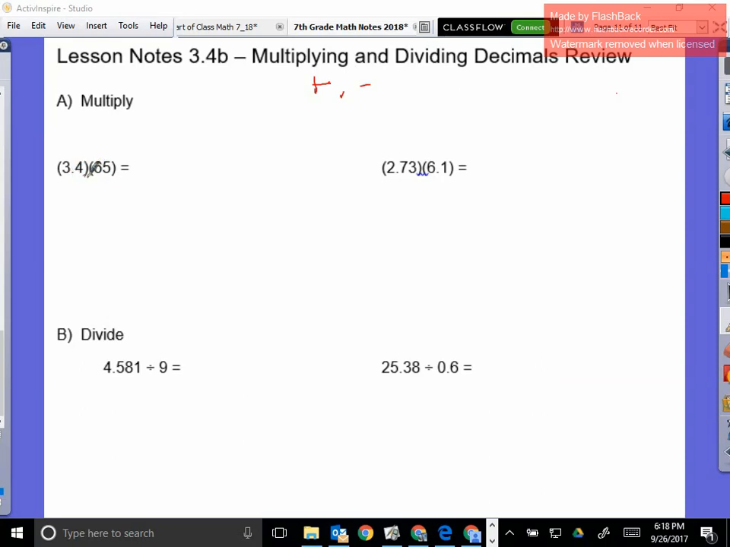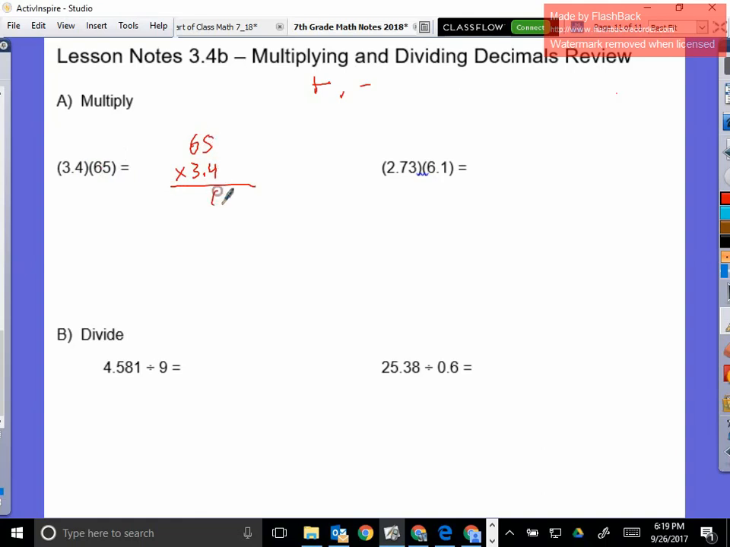Here we go first. We got 3.4 times 6.5. Notice we got these parentheses again. This is going to be happening all through this year. These parentheses with numbers together mean we're going to be multiplying. It doesn't matter which number I put up first. I like to go with the bigger number, so I'm going to start with that. So I got 65 times 3.4. We're just going to start multiplying that together.